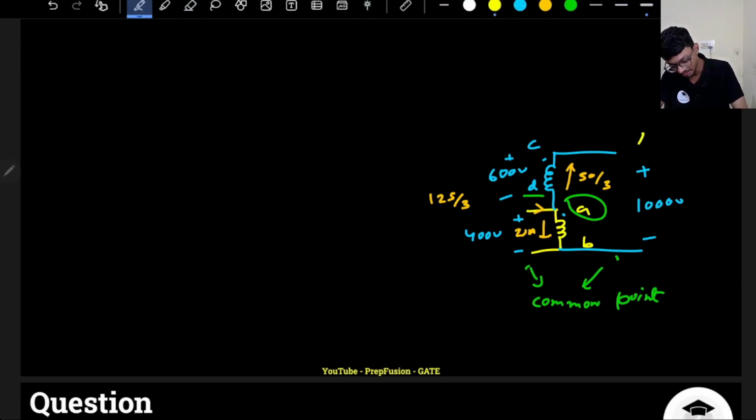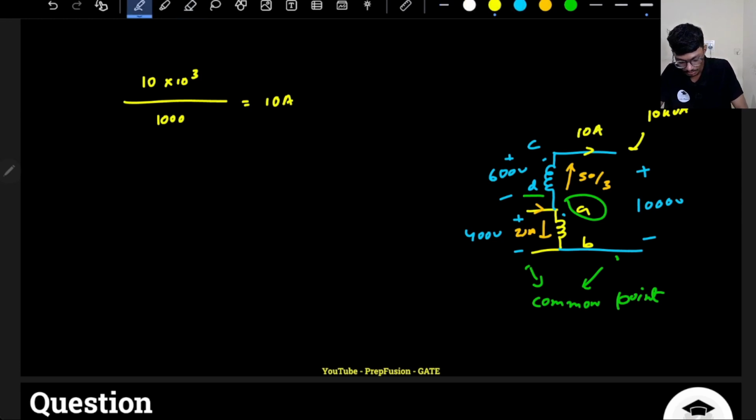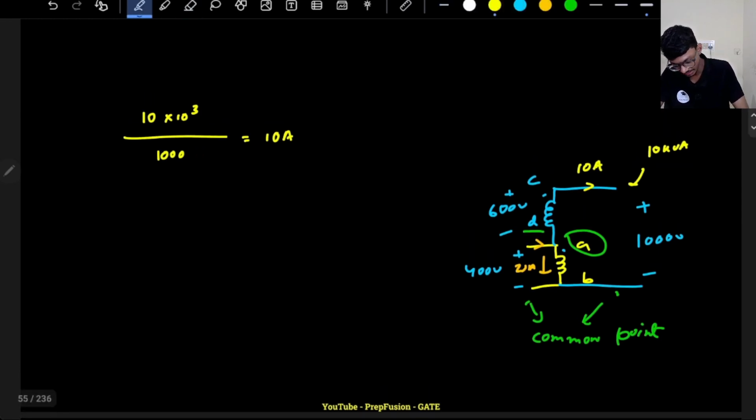So if it is connected to a 10 kVA load, what is the current here? The kVA rating upon the voltage, right? So 10 into 10 cube upon this voltage, that is 1000. So this will come out to be 10 amperes. So the load current is actually 10 amperes. This is the load current. Okay, now this current is 10 amperes. So this current is also 10 amperes.